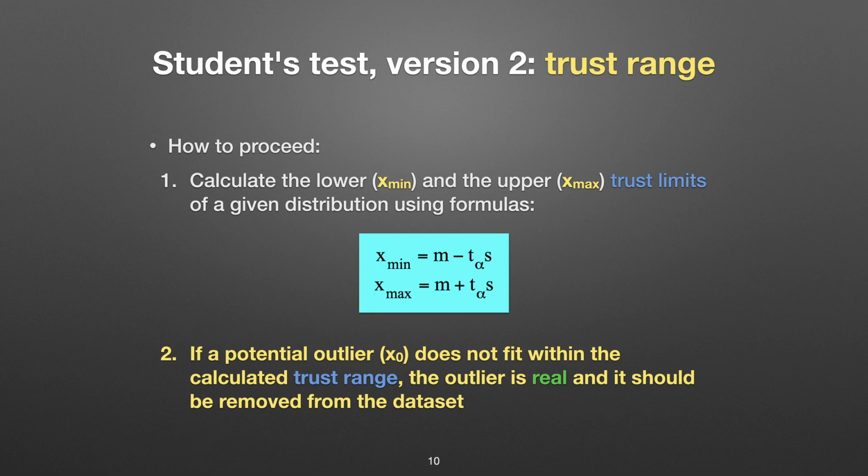The second version of Student's test expresses the same logic in a slightly different way. Instead of calculating a t-value for one suspect, we calculate the lower and upper trust limits of the distribution. Then we simply check whether the potential outlier falls inside or outside that range. If it lies outside the calculated trust range, then it is considered a real outlier and should be removed from the dataset. So this version is a bit like drawing a statistical fence around the acceptable data. If the suspicious point stands outside the fence, it does not belong. A little harsh, perhaps, but mathematically efficient.